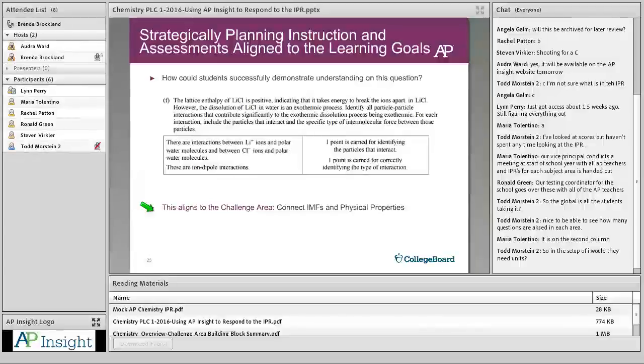So if you then look at the IPR, keep in mind that those first three questions are now going to be the long questions on the new exam. Not only that, but they're going to hit a number of different big ideas as well as a number of those challenge areas. So when I'm looking at the IPR, I really focus on those first three questions because I know those are going to give me some very specific and important data.